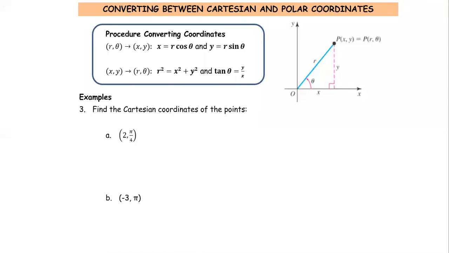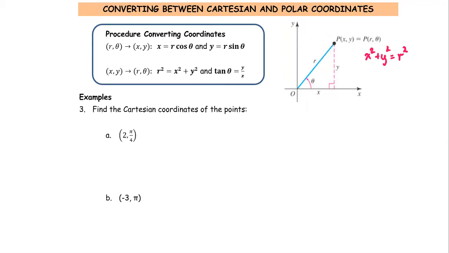Converting Cartesian and polar coordinates. Recall in trigonometry, with this diagram, which forms the right triangle, we know the relationship of the right triangle using the Pythagorean theorem as x squared plus y squared equals r squared.